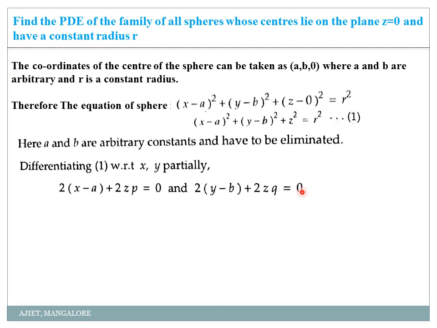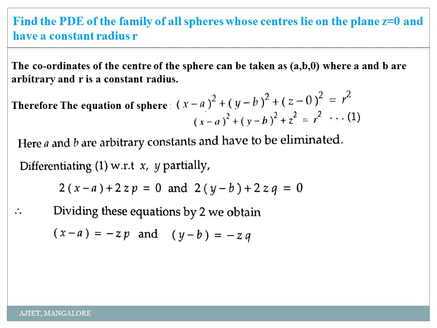Now how to eliminate a and b? That is my question. If you check properly, from this equation you can solve for x minus a and substitute it here, and you can solve for y minus b from this equation and substitute it here, correct? I simplified these equations. I just divided by 2 and, as I said, I solved for x minus a here and I solved for y minus b. So I'll just substitute these two equations here and write the final answer.